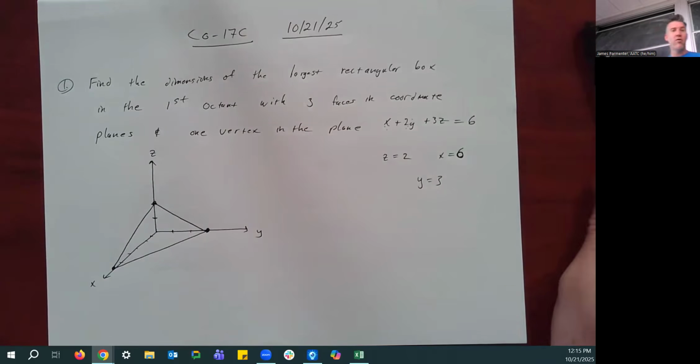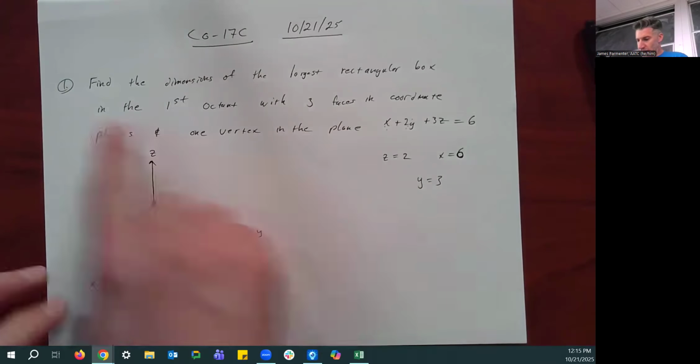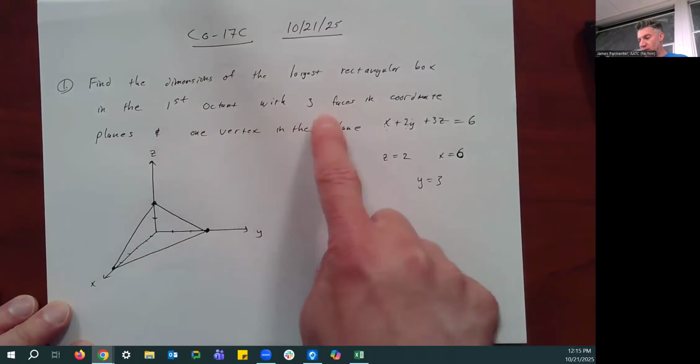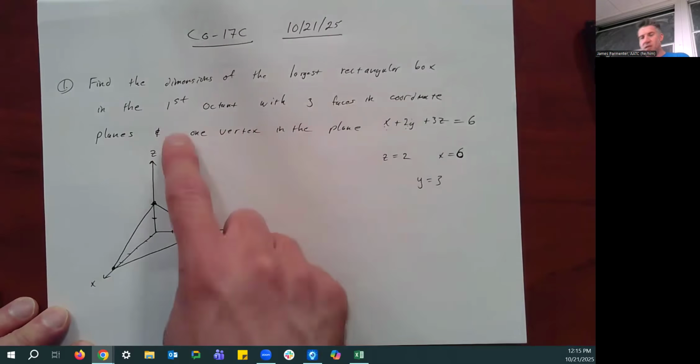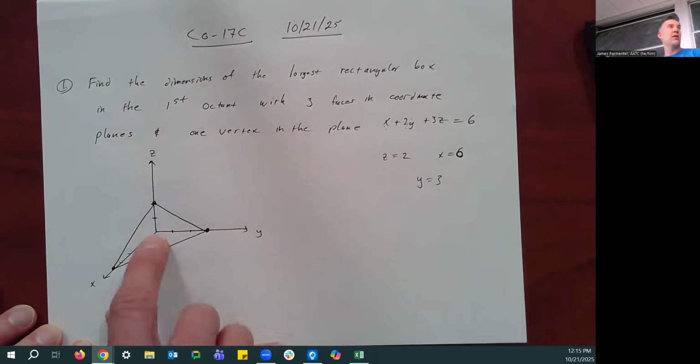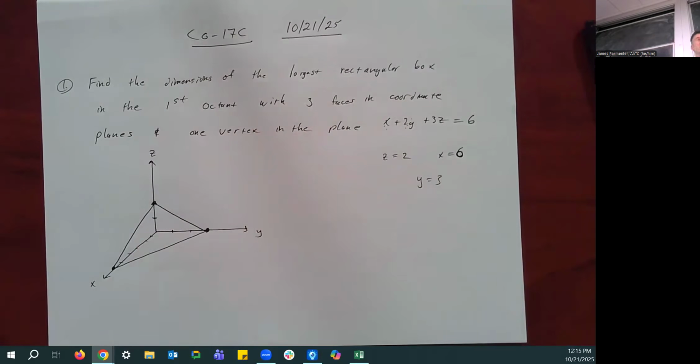And now we're going to draw just some box that has the following property. It's sitting in the first octant with three faces in the coordinate planes, basically just meaning one of its corners is at the origin, one of its faces is on the back wall, one of its faces is on the side wall, one of its faces is on the bottom floor.